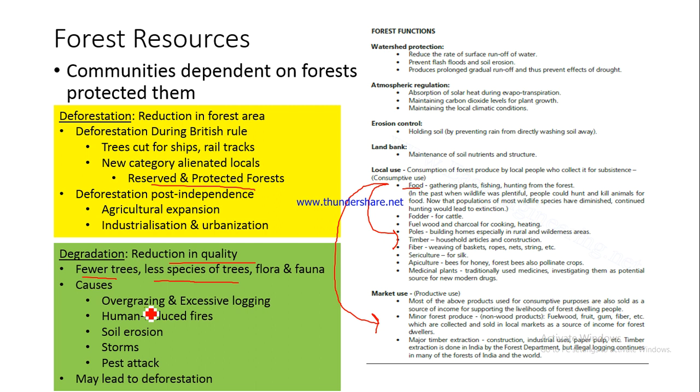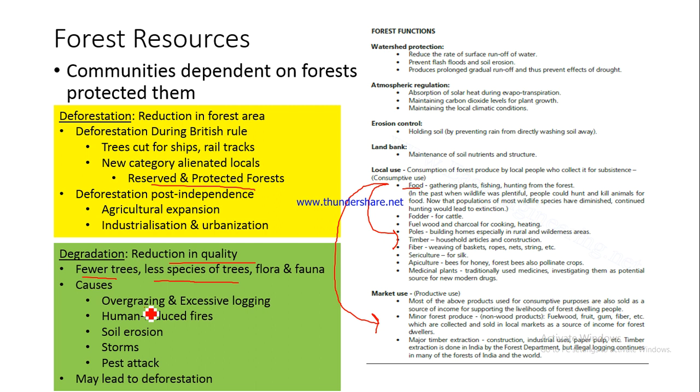Overgrazing would mean that the vegetation would be uprooted by the cattle which is grazing on that particular forest ground. What will happen because of that? Since the vegetation is getting uprooted, the soil would not remain fixed at its position, because the roots of the vegetation which actually held the soil together have now been uprooted.